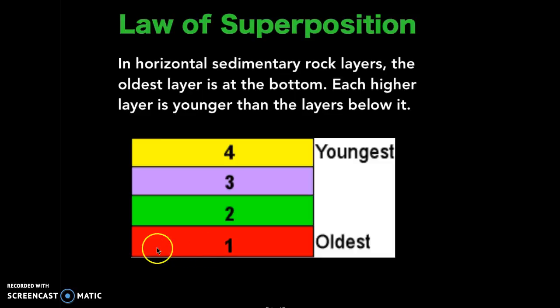So when you have horizontal layers like you see right here, layers stacked on top of each other, the oldest is at the bottom and the youngest is going to be at the top. That one's pretty simple, but I do think it's important that you have it in your notes that oldest is always at the bottom and youngest is always at the top.